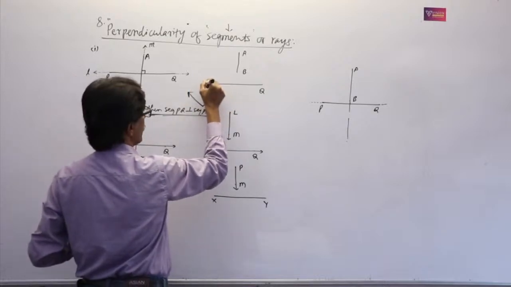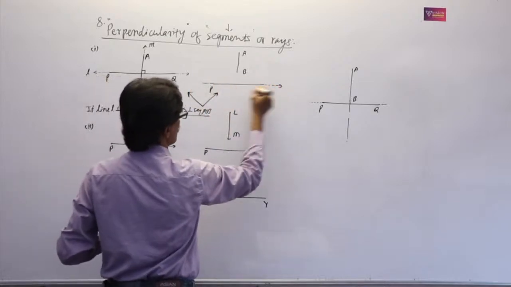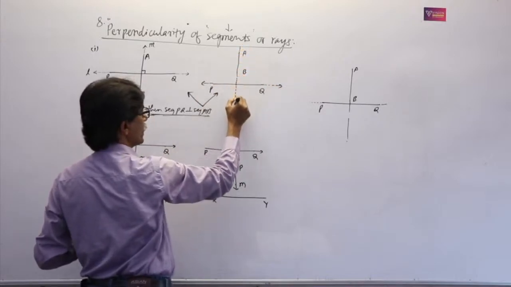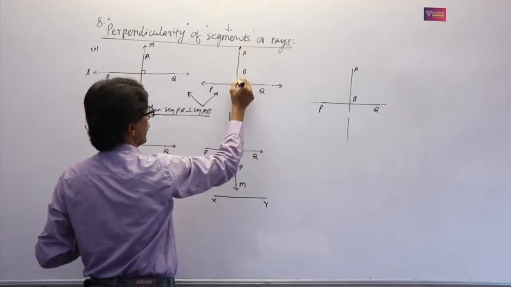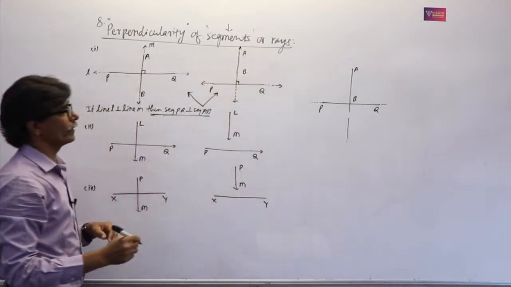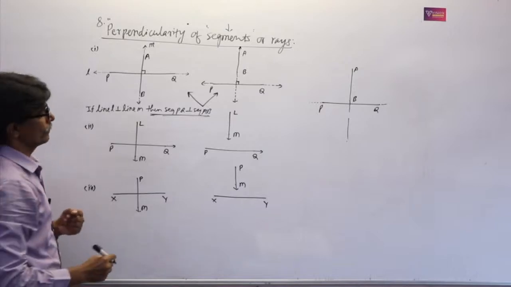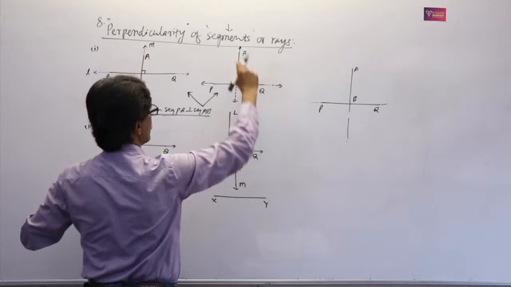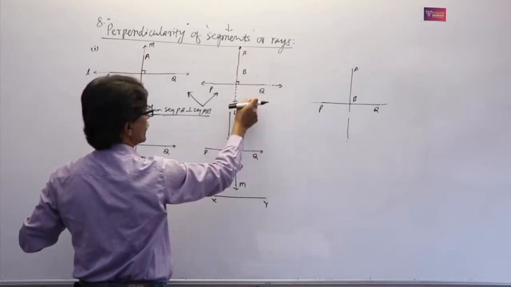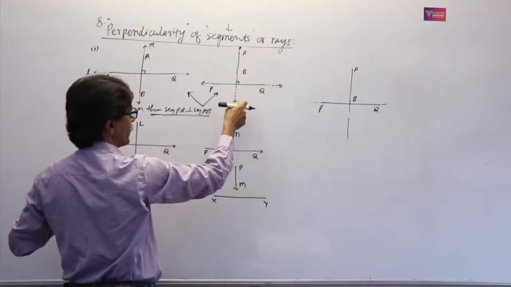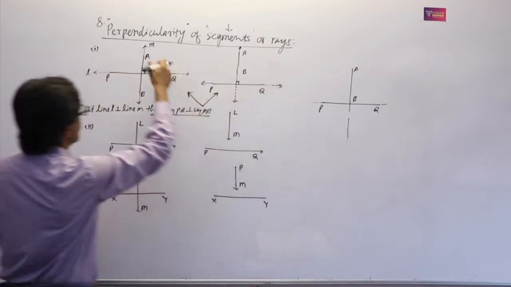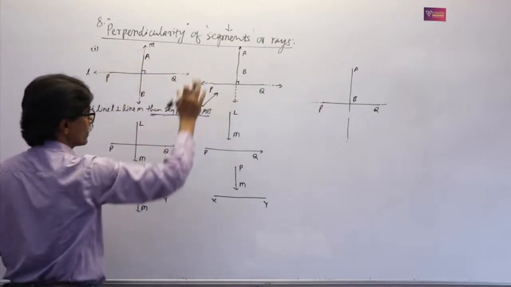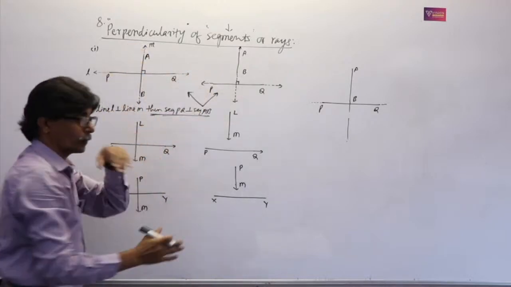The line containing segment PQ is perpendicular to the line containing segment AB. If these lines are perpendicular, as you know, they intersect each other at a right angle. So now look. In both figures, segment PQ is perpendicular to segment AB if the line containing them is perpendicular to the line PQ. Segment AB is perpendicular to segment PQ, it means the lines containing them are perpendicular to each other. Same concept is applied for two rays also.